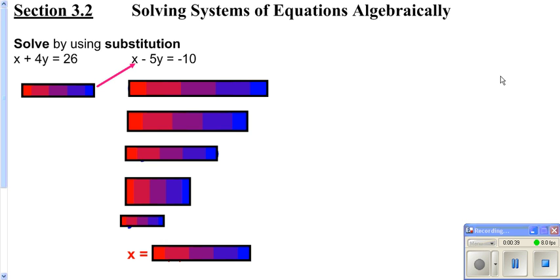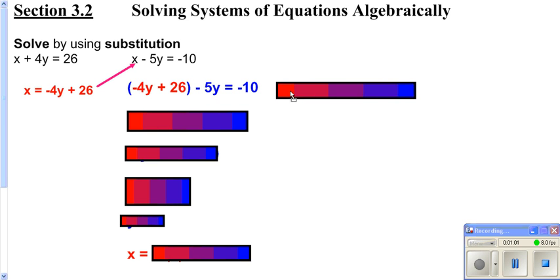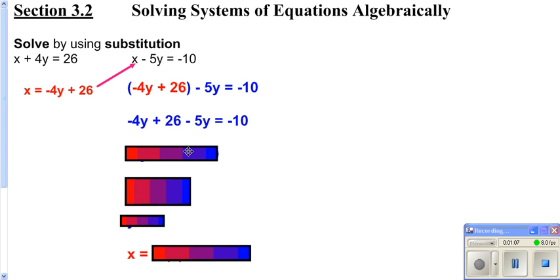This first one we're going to solve by substitution. So we're going to solve the first equation for x because there's a 1 in front of x. It makes it easier to use substitution. To get x by itself, you subtract a 4y. We're now going to replace x in the second equation with which we had right here, the negative 4y plus 26. So we're going to plug that in there. Still have our minus 5y and our minus 10. Well, we really don't need the parentheses, so we'll just drop them.